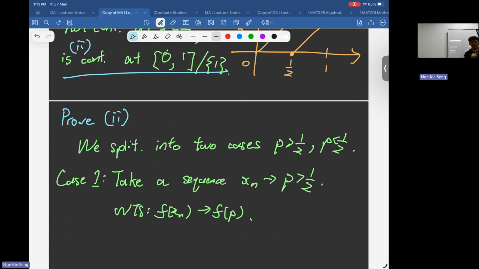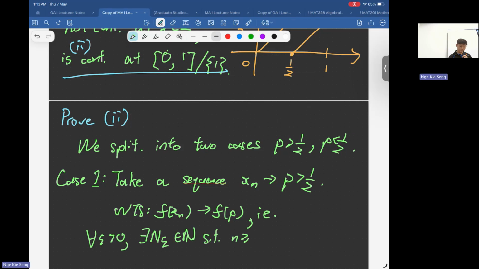So here epsilon comes in again. That is, for any epsilon greater than 0, there exists some n epsilon in N, such that for all n greater than n epsilon, we have the absolute value of f(xn) minus f(p) less than epsilon. But you know what f(p) is, right? When p is greater than half, what is f(p)?